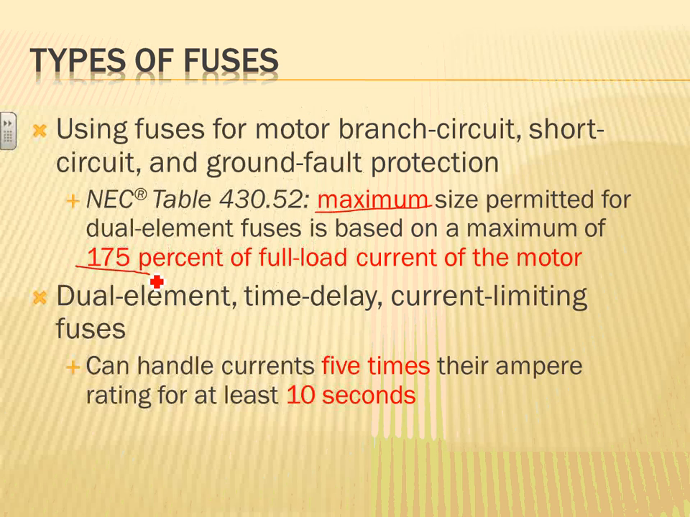This is just a setting of dual element time delay fuses. If you have a 100 amp motor, just to make it easy, 100 times 1.75 gives you a 175 amp dual element time delay fuse. Stick it in there. That will provide short circuit and ground fault protection as well as a backup for your overload protection. This fuse is rated for 5 times. Typically it can handle currents 5 times larger than the full rating, but only for 10 seconds. So if the motor is 100 amp, it will handle 500 amps for 10 seconds.